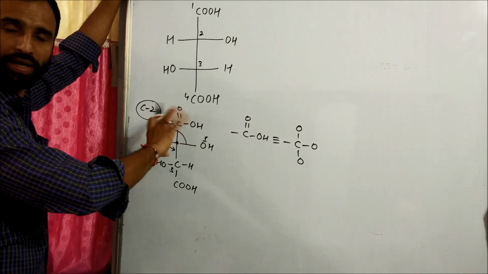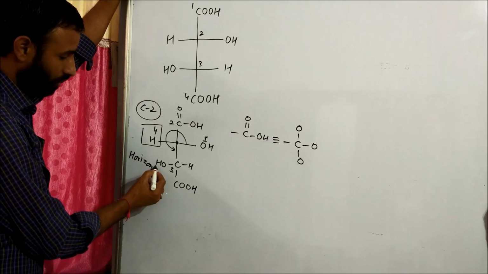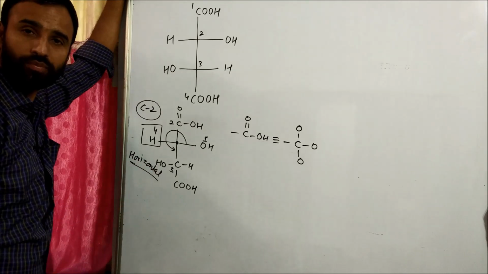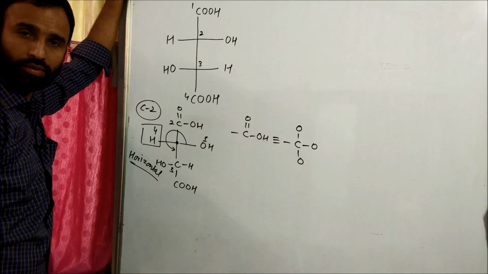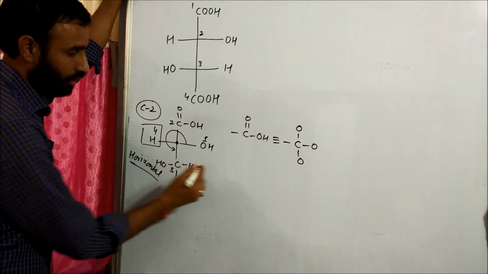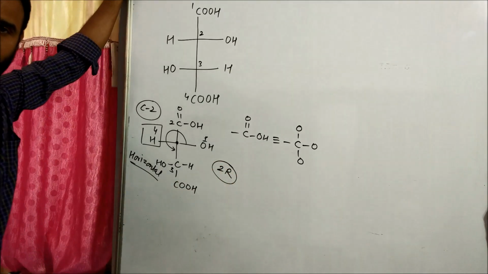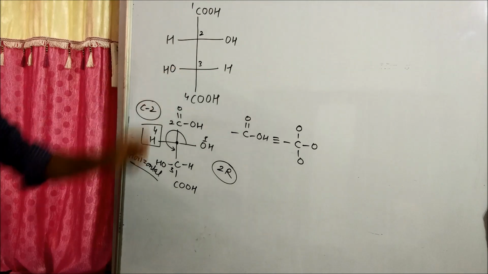So we go like this. This is anti-clockwise, horizontal. As per the rule, anti-clockwise horizontal is R. So it is 2R. Now come to the third.